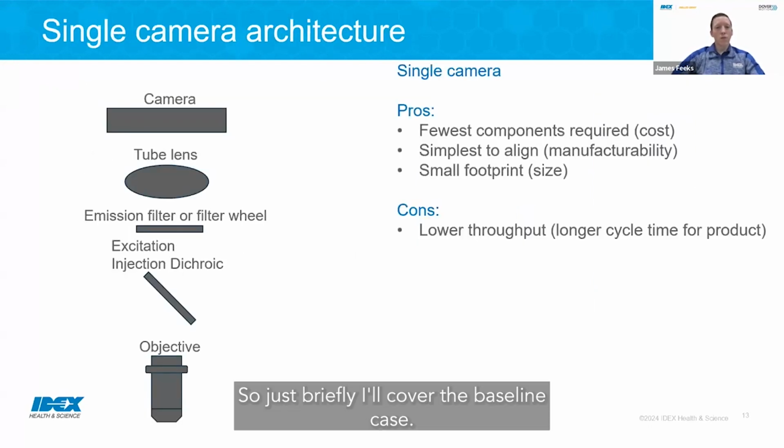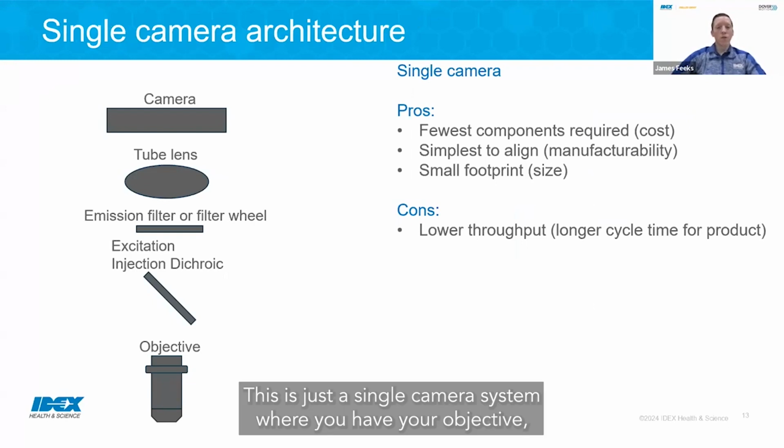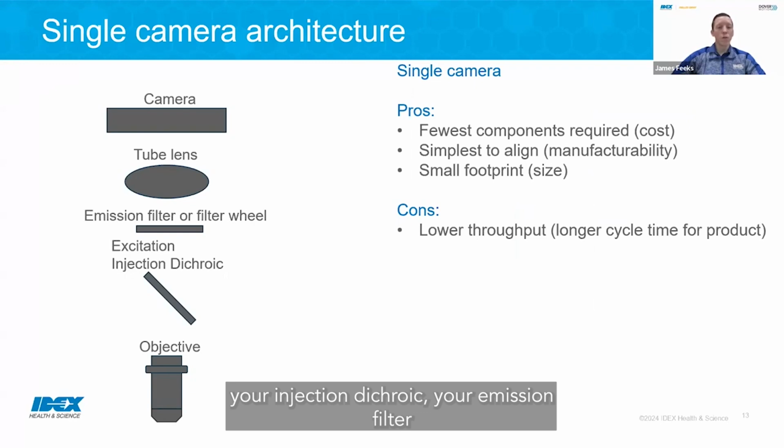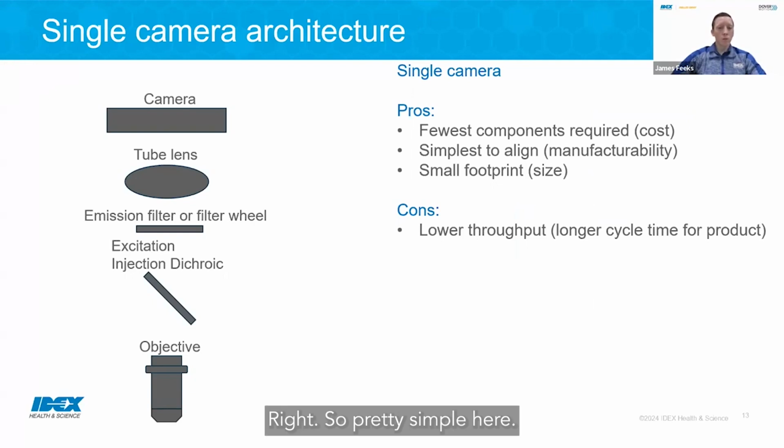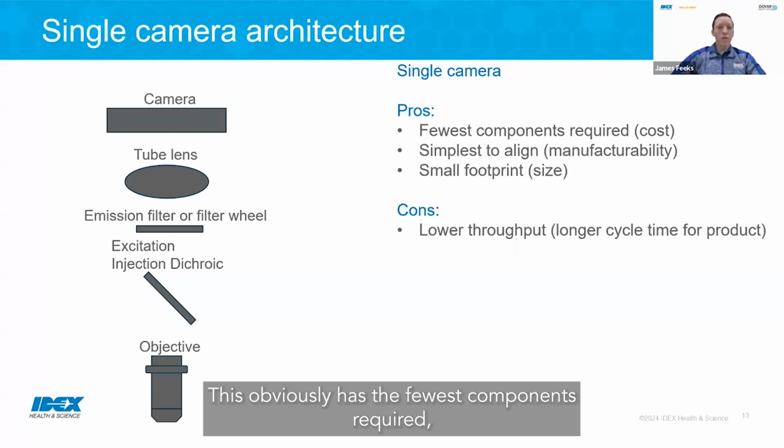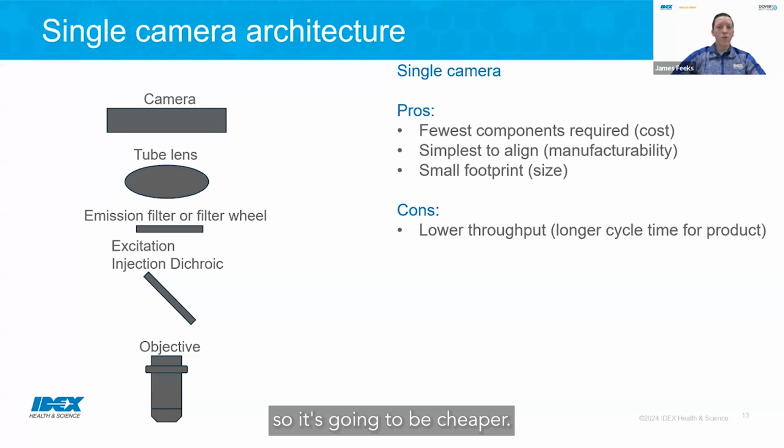So just briefly, I'll cover the baseline case, right? This is just a single camera system where you have your objective, your injection dichroic, your emission filter or filter wheel, your two blends, which focuses that light onto the camera, right? So pretty simple here. This obviously has the fewest components required, so it's going to be cheaper.